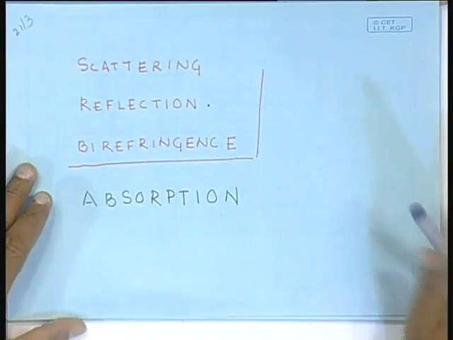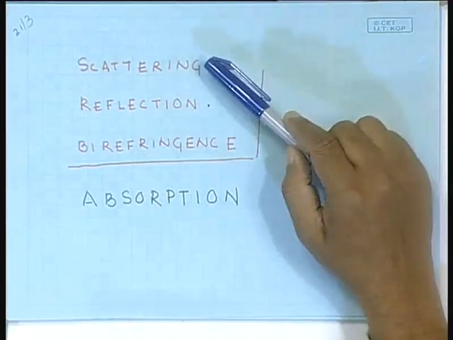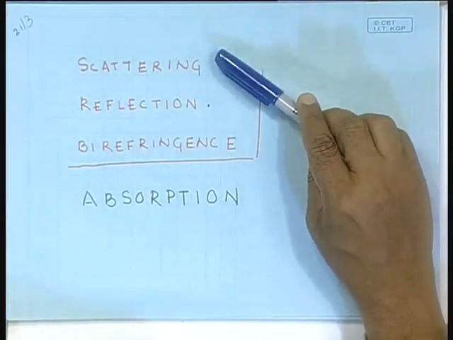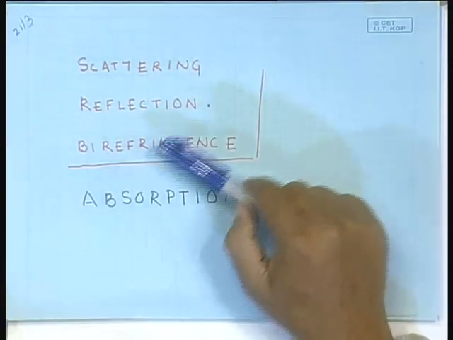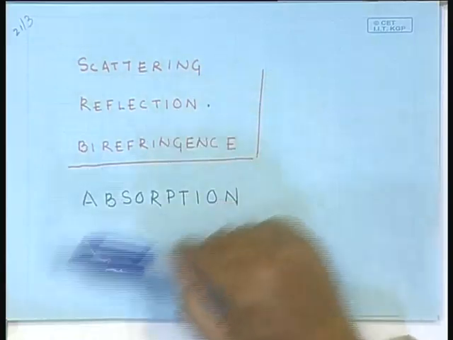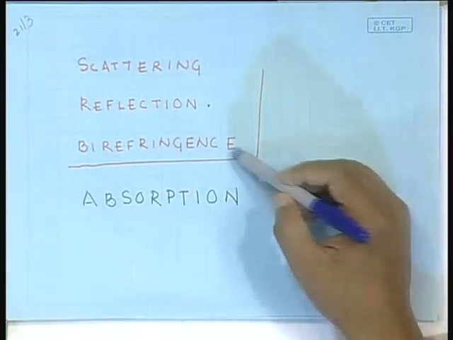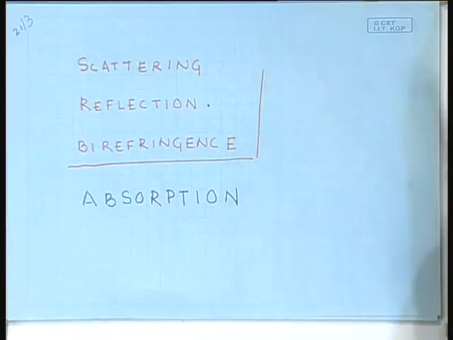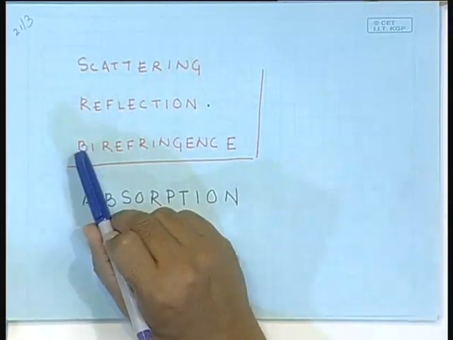So, we have finished discussing how polarization is produced by scattering. We have discussed how polarization is produced by reflection. We have discussed how polarization is produced by absorption. Let us finally discuss birefringence.